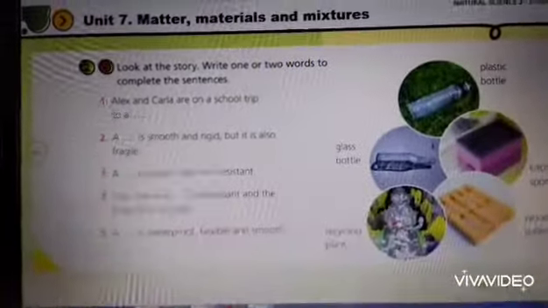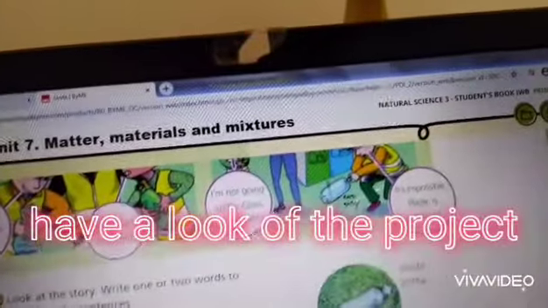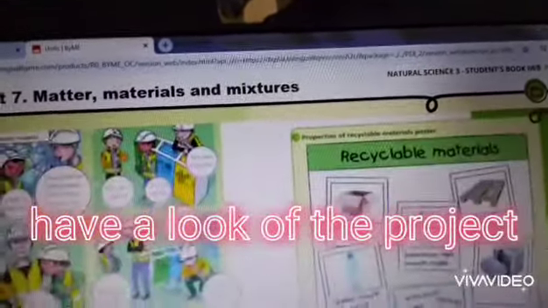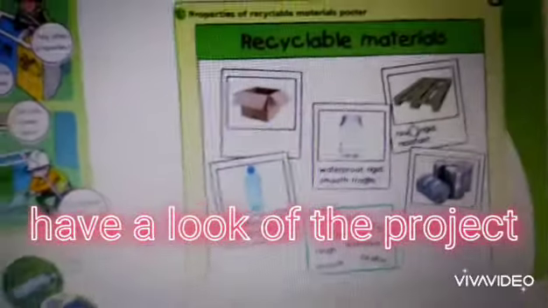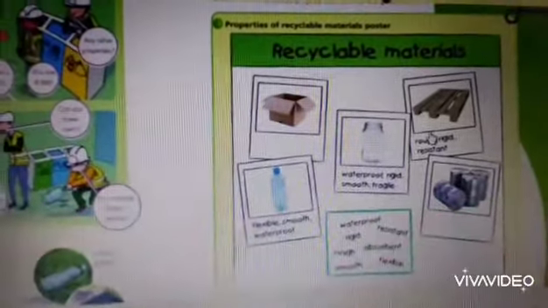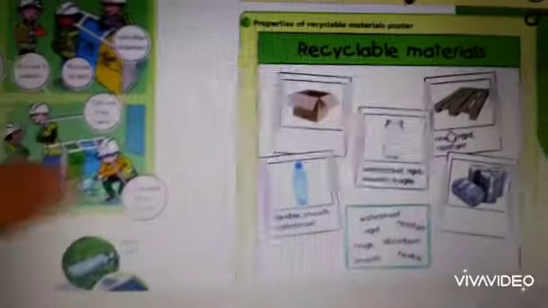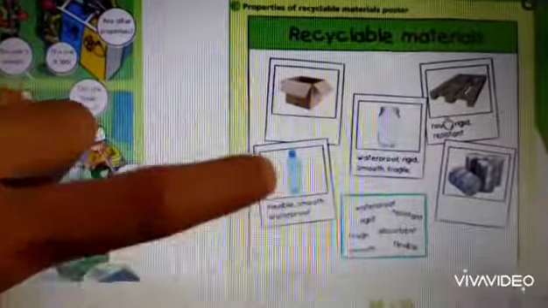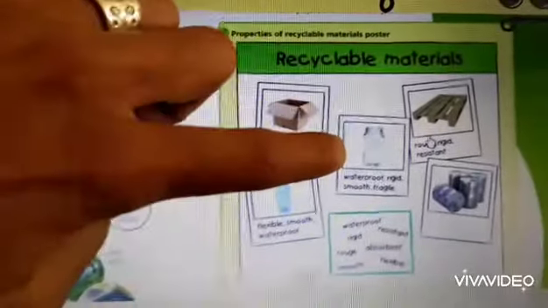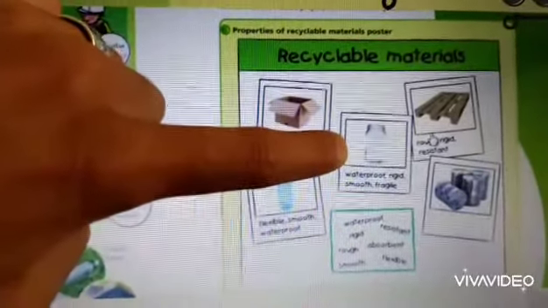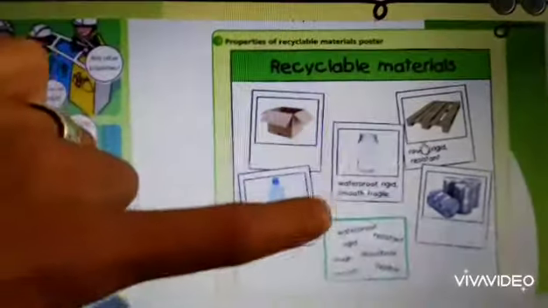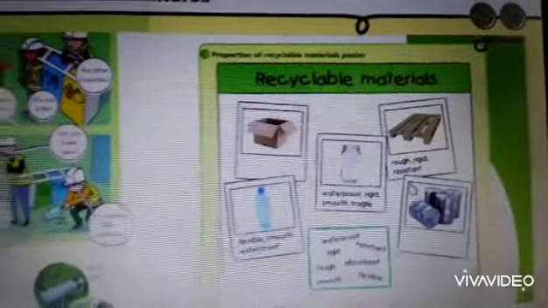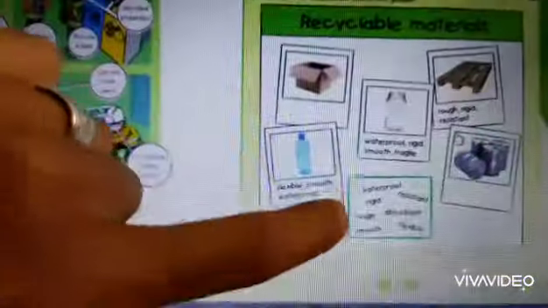After looking at this page, it's time to have a look at the project. In this project you can find different materials with different characteristics. For example, the plastic bottle is flexible, smooth, and waterproof. Or for example, this jar made of glass is waterproof, rigid, smooth, and fragile. Or this wooden pallet is rough, rigid, and resistant.